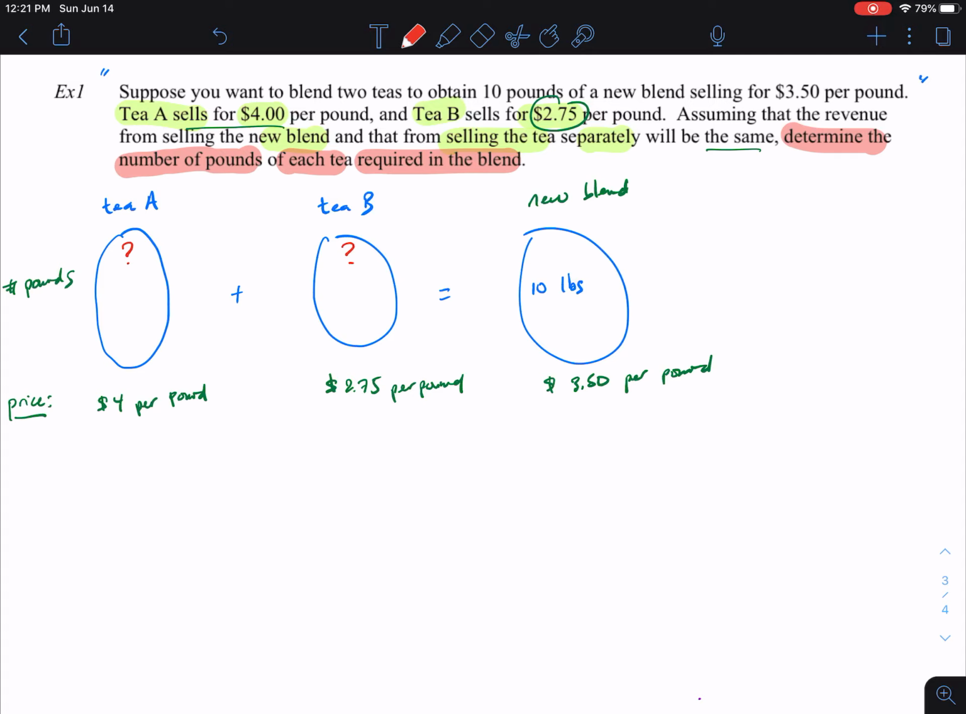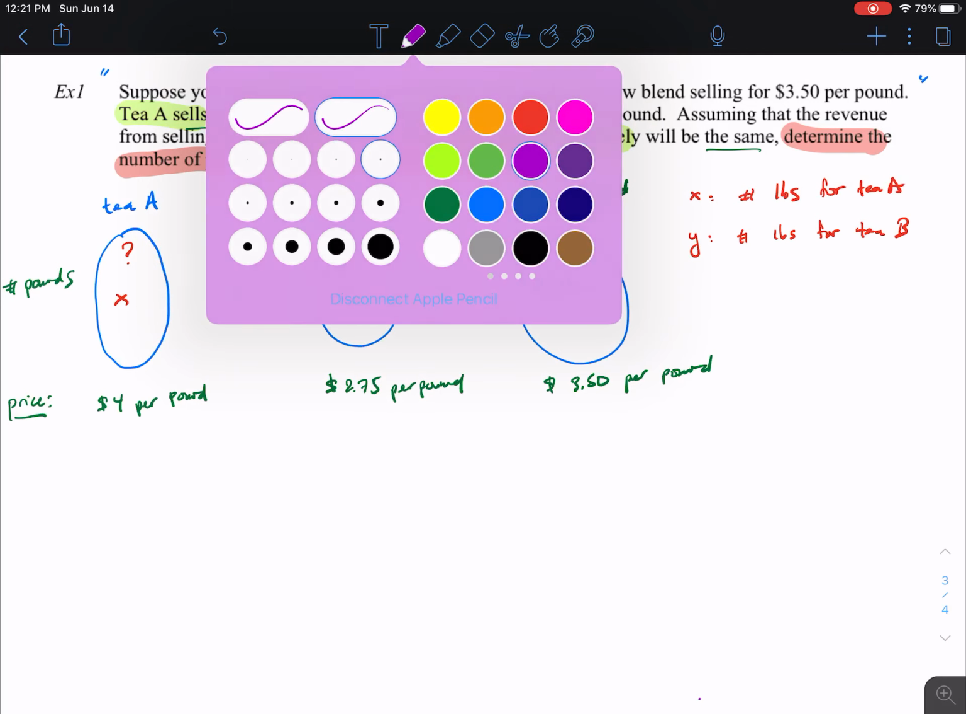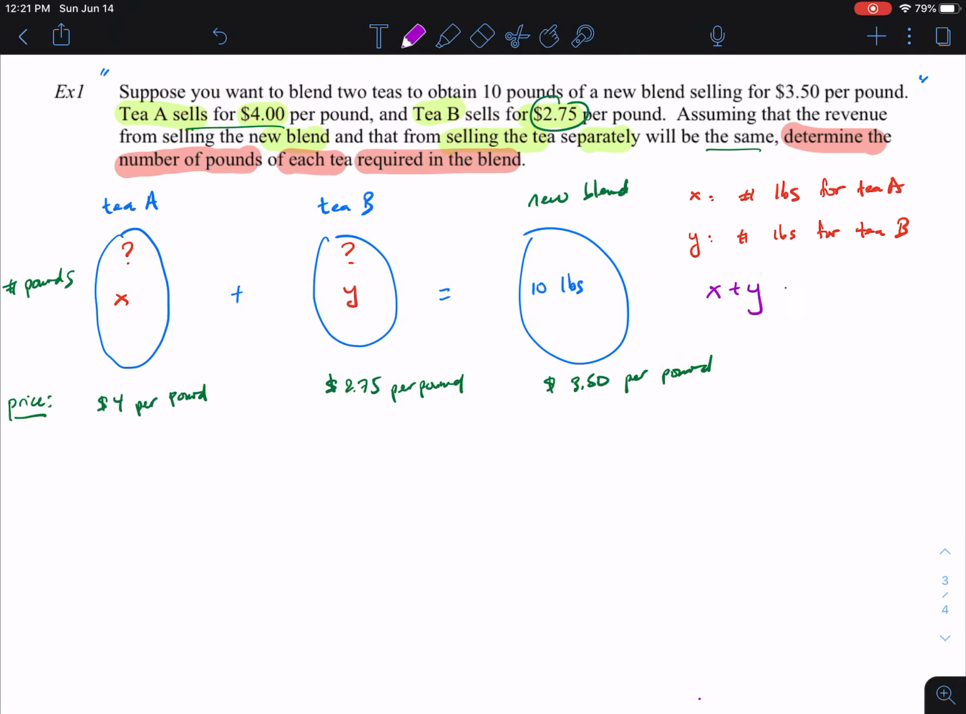Suppose we don't know how many pounds for TA and TB. Let's call this X, and let's call this Y. So X is the number of pounds of TA that we use in this mix, and Y is the number of pounds that we need to use for TB. We do know that we want a total of 10 pounds of the new blended tea. So the sum of X plus Y should equal 10, and that's what this first part is saying here.